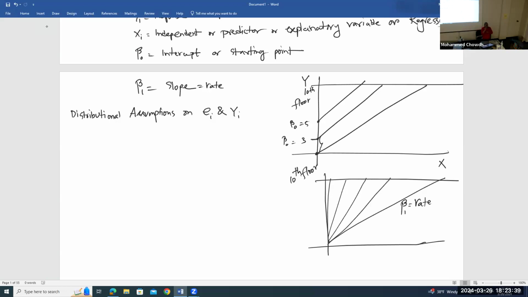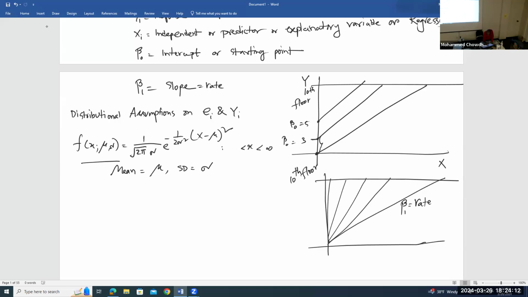Okay, so the Gaussian or normal distribution has a mathematical shape like this. Don't get scared, nothing is coming in your exam or homework from this mathematical form. So this distribution has a mean equal to mu. This distribution has a standard deviation equal to sigma. Okay, this x is a random variable which takes values from negative infinity to positive infinity. Clear? So now I say distributional assumptions.